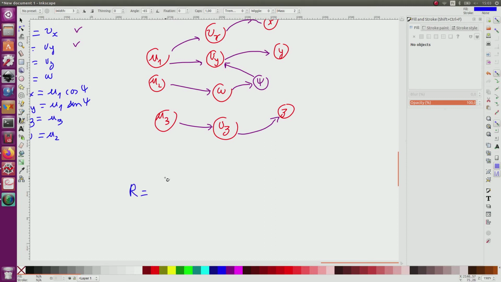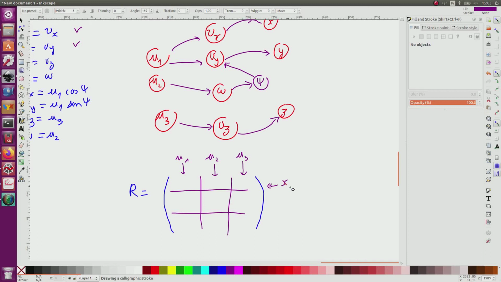Here R is a 3-by-3 matrix, where the first column corresponds to U1, this one to U2, and this one to U3. I also have 3 lines. This line corresponds to the first output X, this one to the second output Y, and this one to Z. And I now have to compute the length of the smallest path separating two pairs of variables.